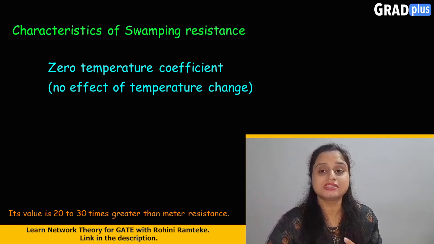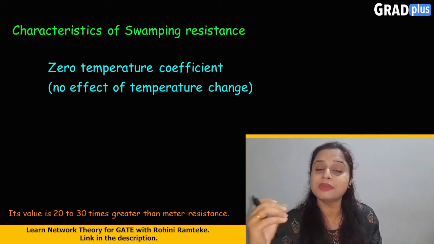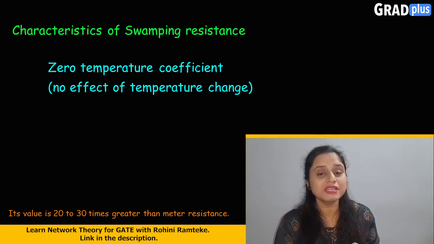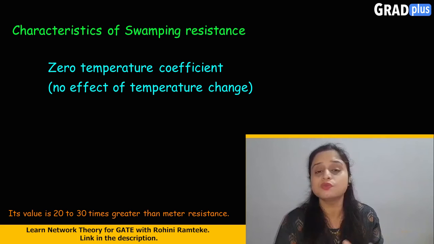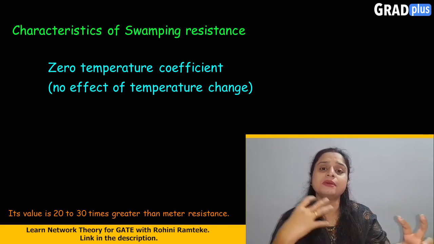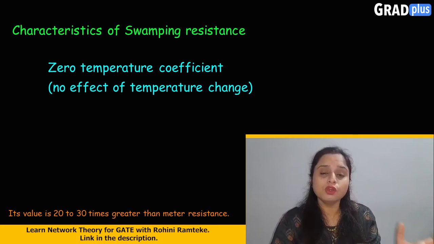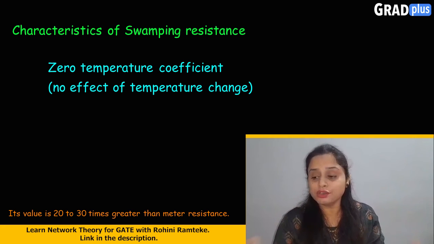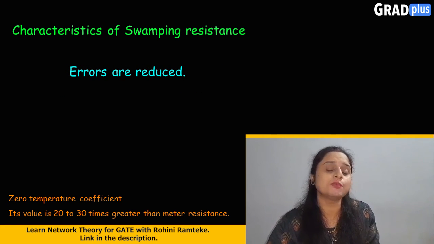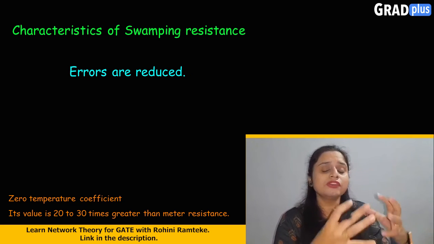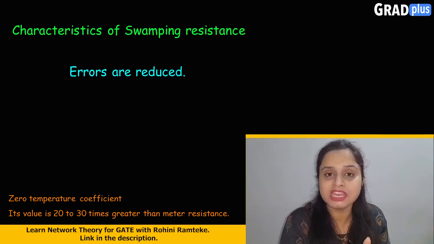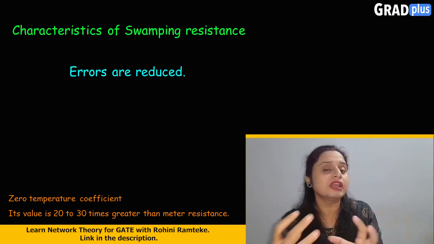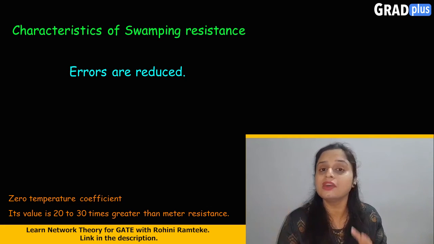Now, the second characteristic is that it has a zero temperature coefficient. Swamping resistance has a zero temperature coefficient. That means there will be no effect of temperature on this swamping resistance. Whatever temperature changes take place, there will be no effect of these temperature variations on the swamping resistance. Due to that, as there will be no changes, the errors will get reduced. Whatever errors were caused due to the temperature variations before the swamping resistance, that error will get minimized here.